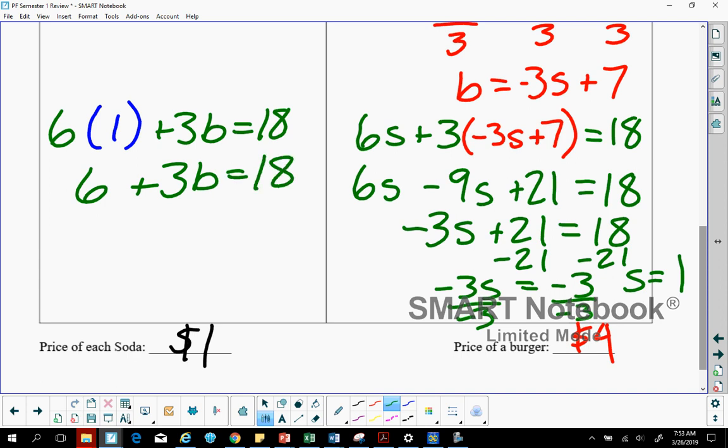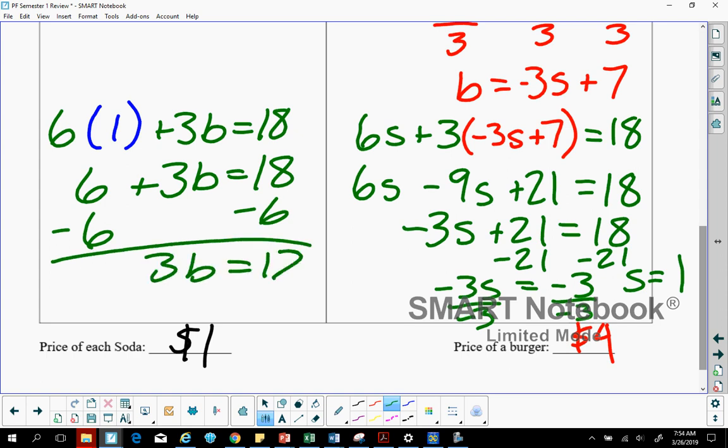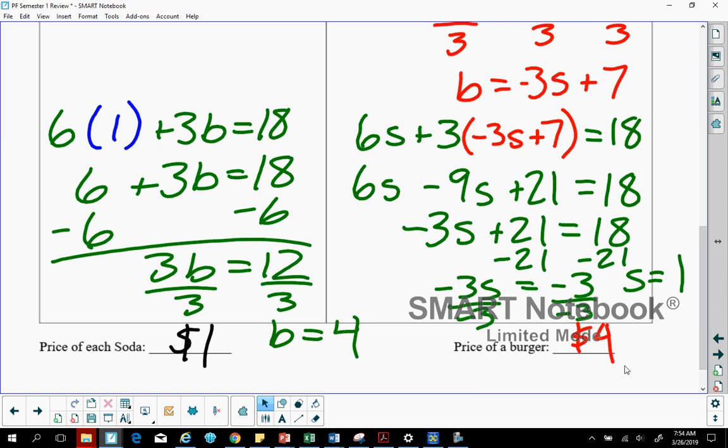Now what do we do? Should be old hat. We have it on the picture already. Subtract 6 from both sides. Divide by 3. Oh my gosh, the price is still the same. It's whichever one you feel more comfortable with, depending on the problem. Like I said, if you had solved for soda, you still would have gotten the same answer. It just would have had fractions.